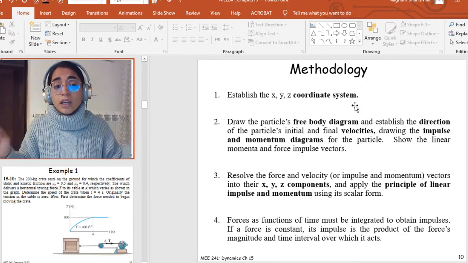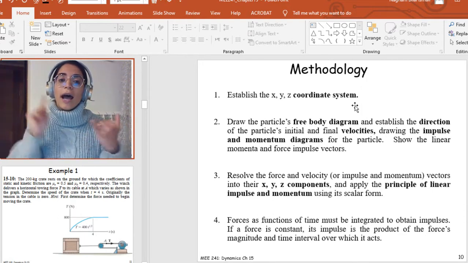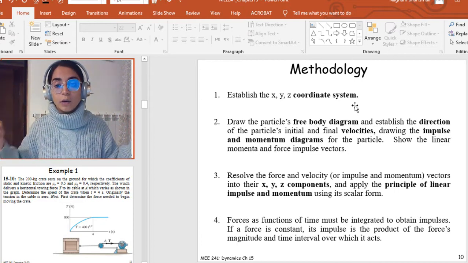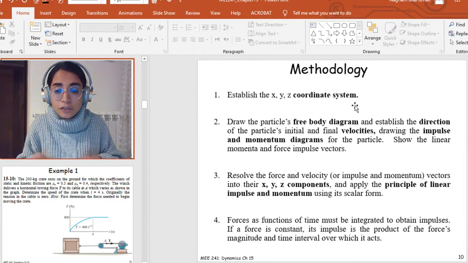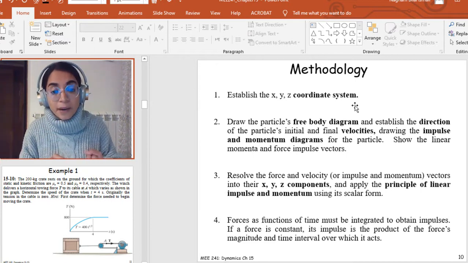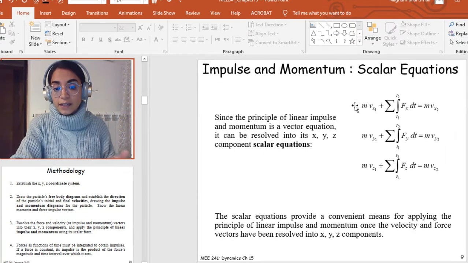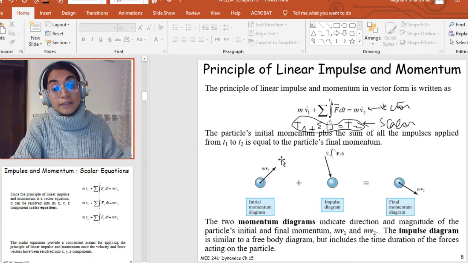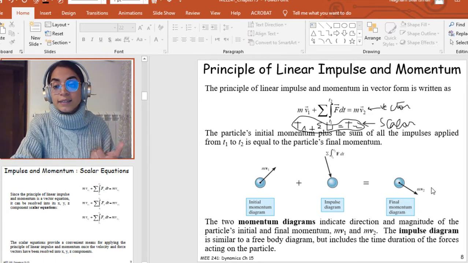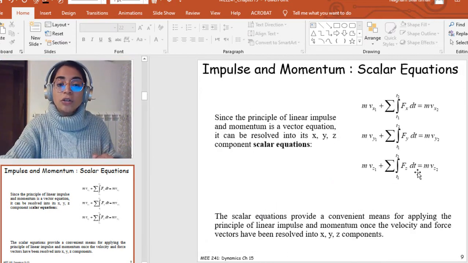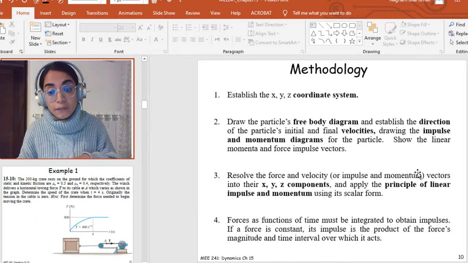Which means guys, if I need to solve any problem on the linear impulse and momentum relation, I should first establish x, y, z coordinate system. I should, of course, draw the free body diagram. Why? Because I need the forces, right? So I need to draw the particle's free body diagram and establish the direction of the particle's initial and final velocity, as you can see here, because in fact, this is a vector equation. So this velocity's direction and this velocity direction will affect my equation. So I need to draw the free body diagram and establish the direction of the particle's initial and final velocities.